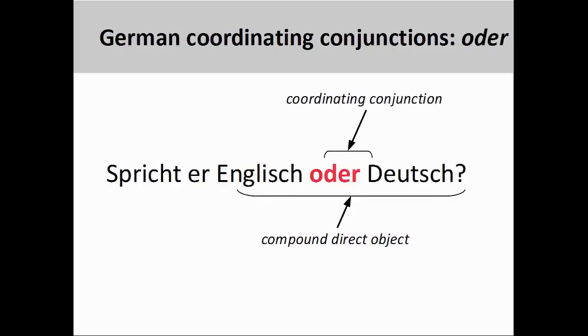The coordinating conjunction oder, or, is used when presenting alternatives. These alternatives can be in the form of words or independent clauses. For example, in the sentence you see on the screen, spricht er Englisch oder Deutsch? Does he speak English or German? Oder is used to form an alternative between the languages that the subject speaks. Both languages are the direct objects of the verb spricht, and therefore form a compound direct object that is comprised of two words and a coordinating conjunction.